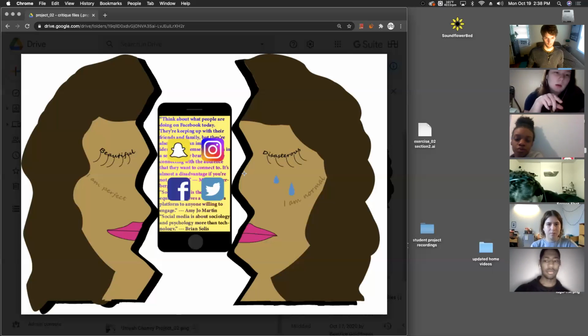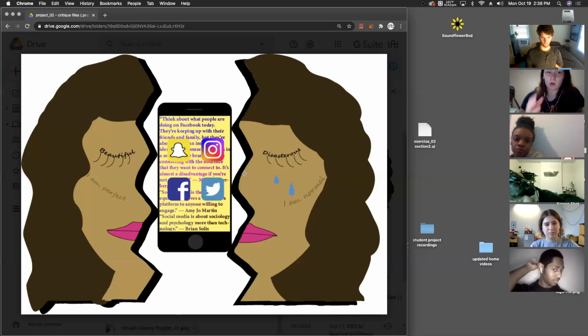I also like in the background how you have a quote to explain what your purpose is. And I like that it's not obnoxious in the middle, but it's hidden behind those social media icons. I think that was a good idea. Thank you.